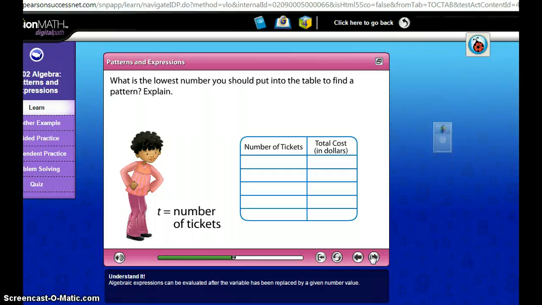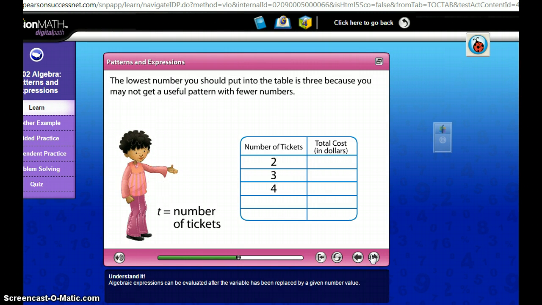Now it did say that she and a friend want to go. She wants to go 2. So maybe the smallest number of people who would be going would be 2. Let's see what they say. The lowest number you should put into the table is 3, because you may not get a useful pattern with fewer numbers. Oh, we were both interpreting their question wrong.